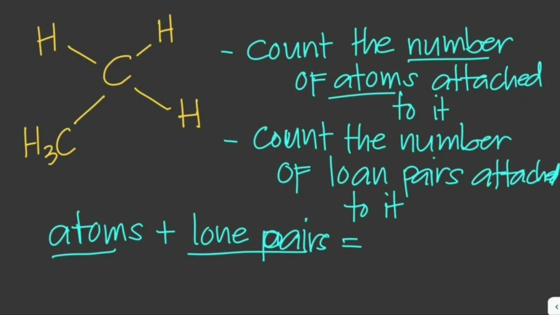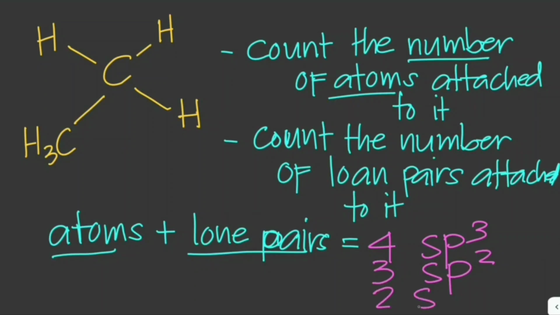If the sum of the number of atoms and the number of lone pairs is equal to 4, then that means the hybridization of that atom is sp3. If it is equal to 3, then the hybridization is sp2. When it is equal to 2, then the hybridization is sp. If it is equal to 1, then it's probably hydrogen. So let's take a look at this example here.